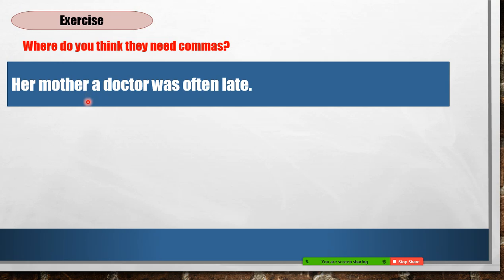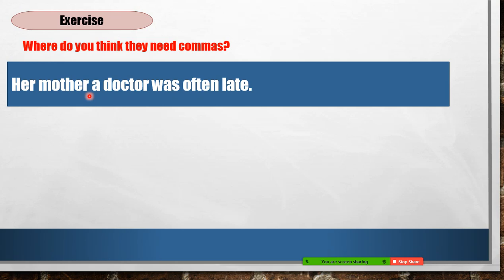So this is the rest of the sentence, this part: a doctor was often late. This is, I think, non-essential. We need to cut it off the sentence. So what is left out when you put the comma here? Her mother. As long as you put the comma here, this means what is after the comma is non-essential. A doctor was often late. Actually, you have created a new sentence now. Think again. This is not correct.